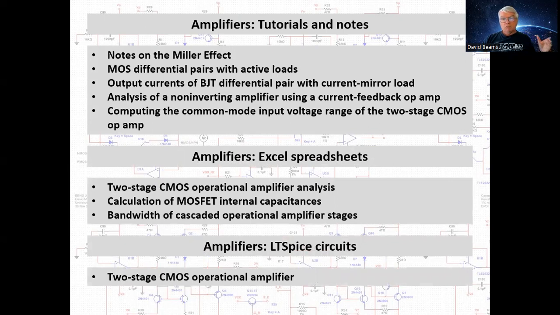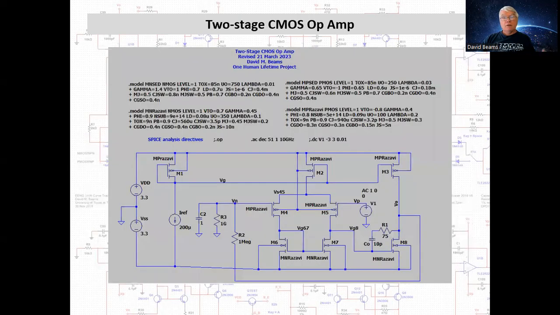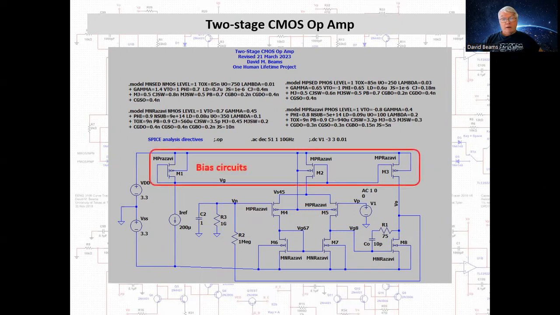Let me describe a couple of these things in further detail. Here is the LTSpice two-stage CMOS operational amplifier. It's very similar to a circuit that is described and discussed extensively in the Sedra and Smith text on microelectronic circuits. If we look at the functional blocks of this circuit, we have bias circuits or current generators. We have a PMOS differential pair with a current mirror load. These two together form the first stage of this two-stage op-amp.